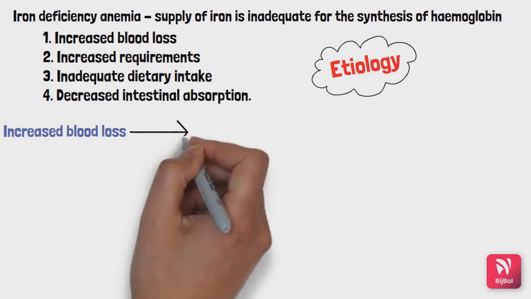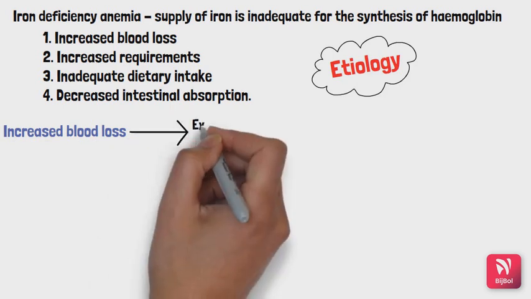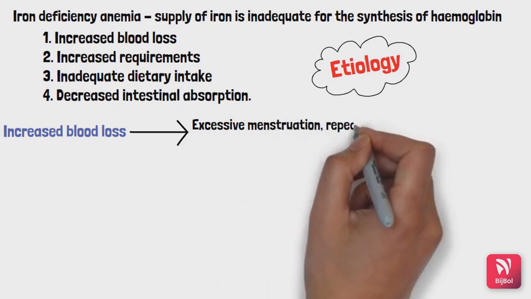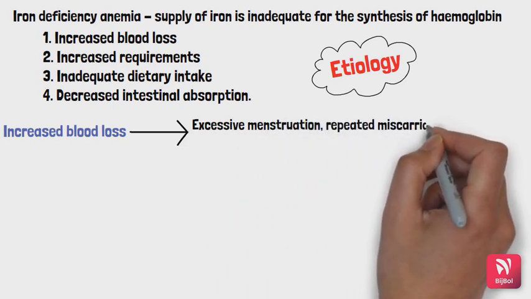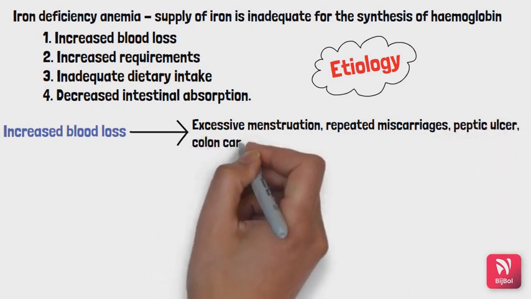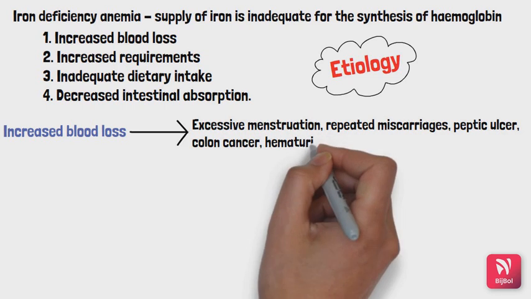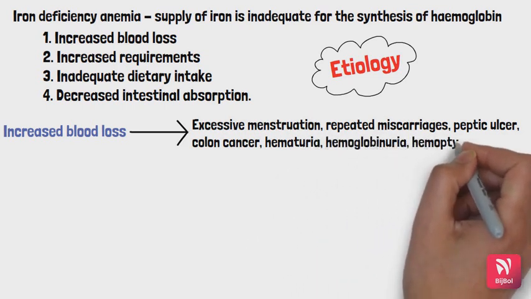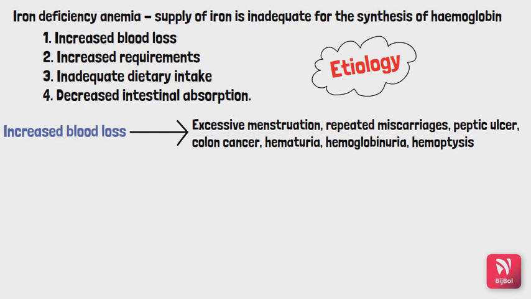Now let's see the various things that result in these causes. So etiology: increased blood loss can happen because of excessive menstruation, repeated miscarriages, peptic ulcer, carcinoma of colon, hematuria, hemoglobinuria and hemoptysis. These are the various conditions wherein there is increased blood loss resulting in iron deficiency anemia.